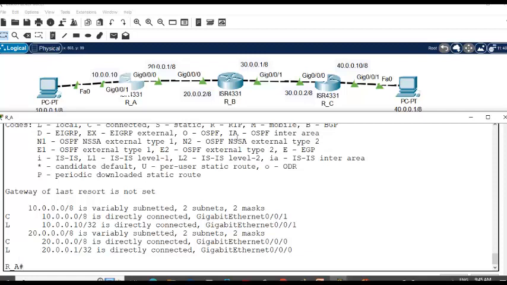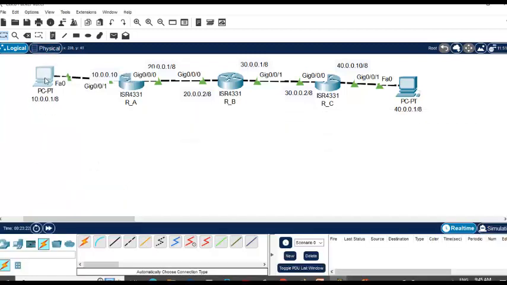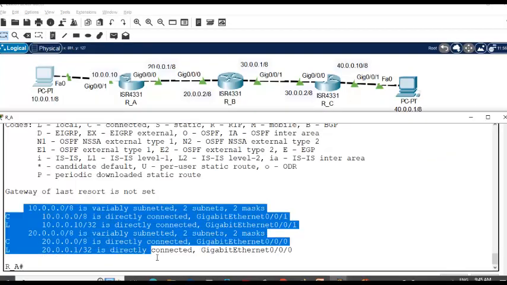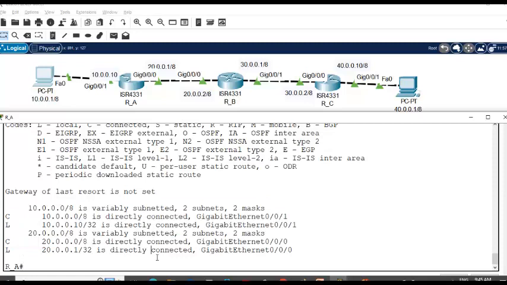I'm going to enable RIP on router A. So what do you do? Config T, router RIP, and whatever networks are connected to this router, you have to say network. Tell me what all networks are in router A. We have 10 and we have 20.